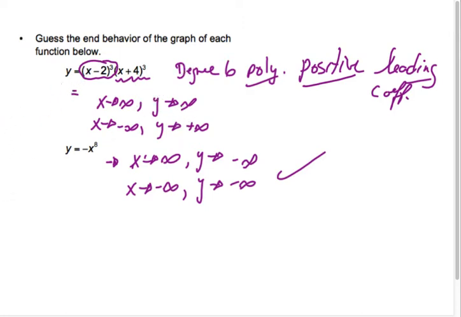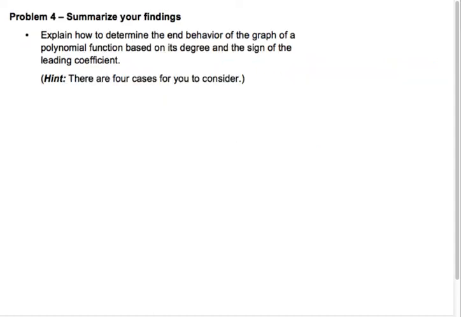Okay, so let's take up the next part here. Explain how to determine the end behavior of the graph of a polynomial based on its degree and the sign of the leading coefficient. There are 4 cases to consider here. So let's start with it. If we have an even degree polynomial and a positive leading coefficient, then the end behavior is going up, and this end behavior is also going up.